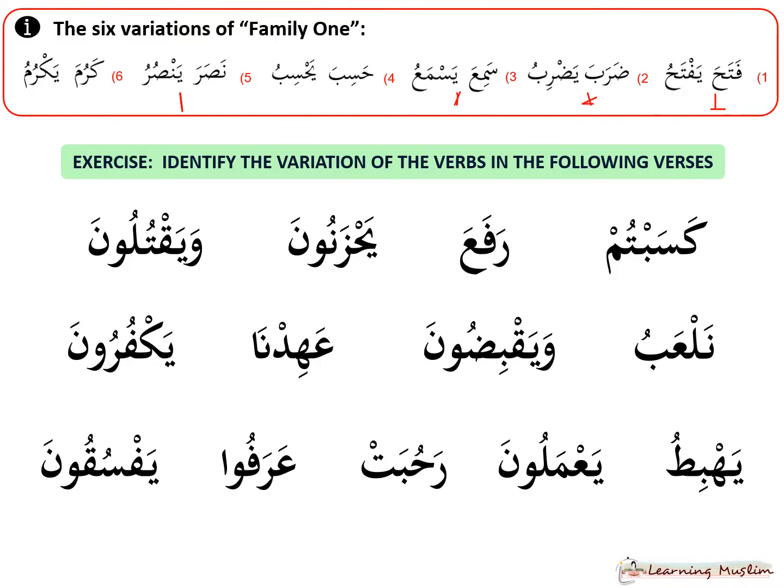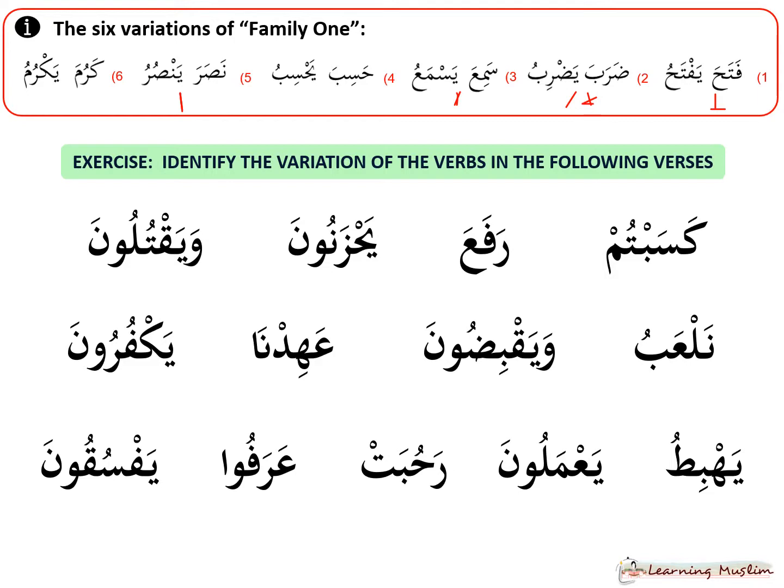Next one, يقبضون. It can be either ضرب يضرب or حسب يحسب. And if you go to the dictionary, you'll find it as قبض يقبض, which means it's on the verb ضرب يضرب. Next one, عهدنا. You would find it is verb سمع يسمع, because in the dictionary it says عهد يعهد. That is سمع يسمع. Next one, يكفرون. It is present tense, has a dhamma on the ain kalima, so it's either nasara yansuru or karuma yakrumu. The dictionary will tell you it is nasara yansuru, kafara yakfuru.